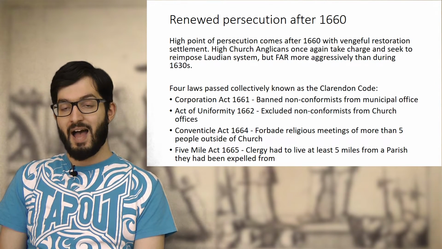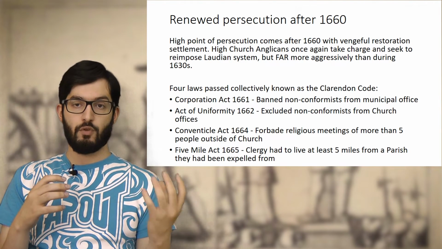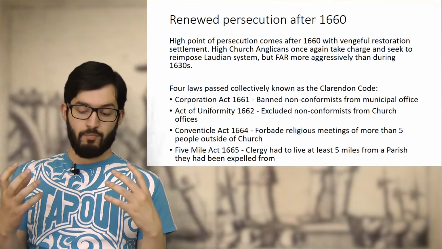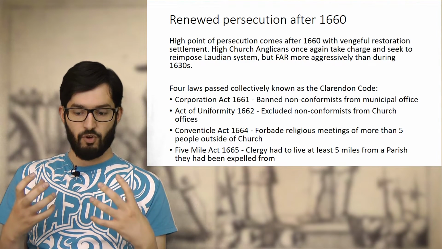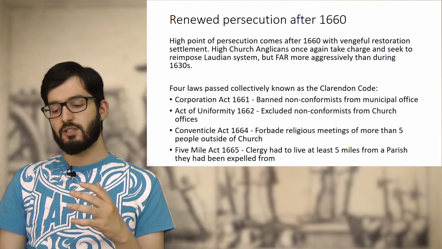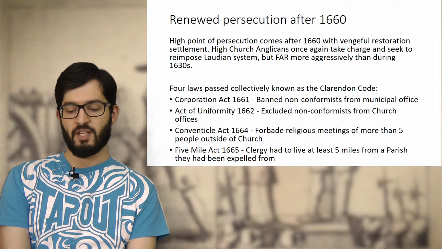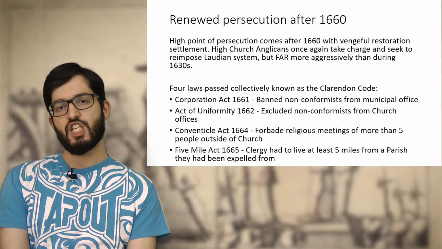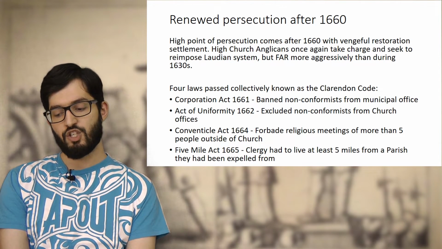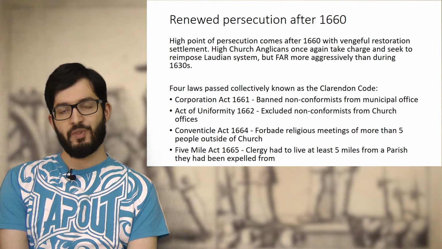And so another act is passed. It's pretty much like a cat and mouse kind of game here. They try to tighten the net, non-conformists find a way to avoid the laws, and then they pass another. So the final significant act that is passed is the 5 Mile Act of 1665. What this law does is forbid any clergyman who's been expelled or ejected from the church from living within 5 miles of the parish from which they have been expelled.